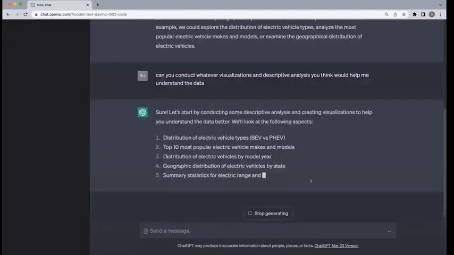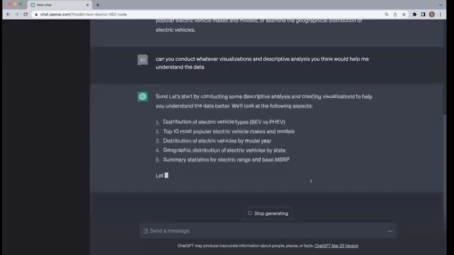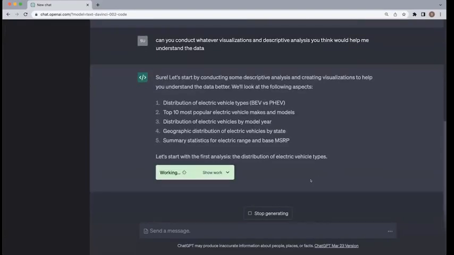And so what it's starting to tell us is we'll look at the following aspects of the data: distribution of electric vehicle types, battery electric vehicles versus plug-in hybrid electric vehicles. That's BEV versus PHEV. Top 10 most popular electric vehicle makes and models, distribution of the vehicles by year, geographic summary of the vehicles, and summary statistics of the range and base MSRP. And it's doing all of that just based on this question, which was, can you conduct whatever visualizations and descriptive analysis you think would be helpful to understand this data? And so now it's doing the work to basically do those things for us.